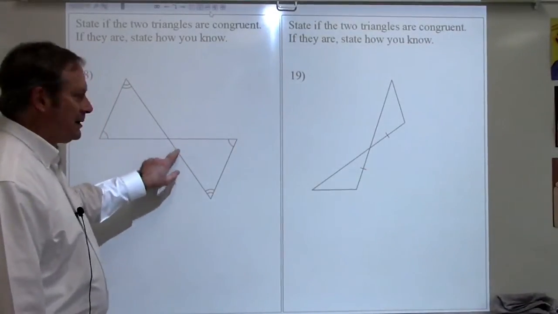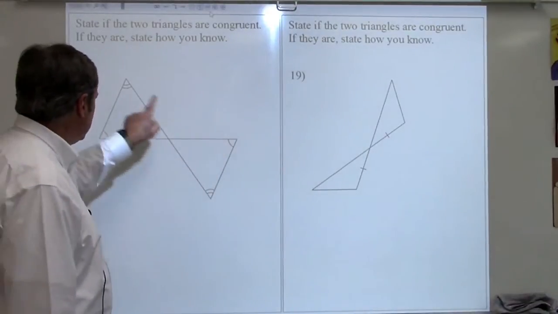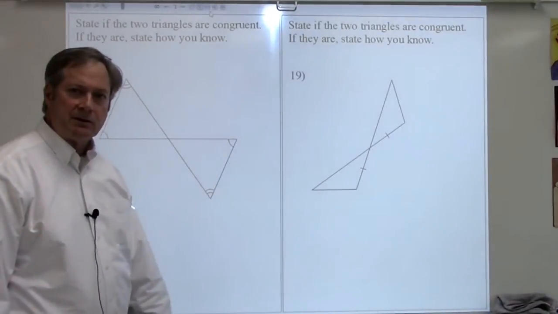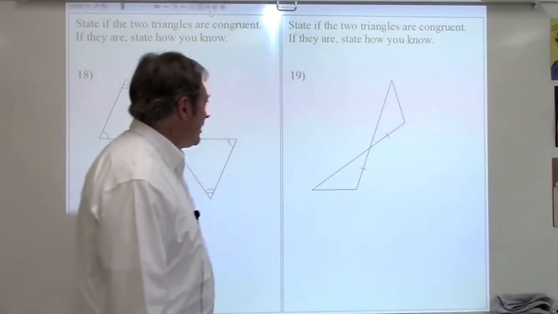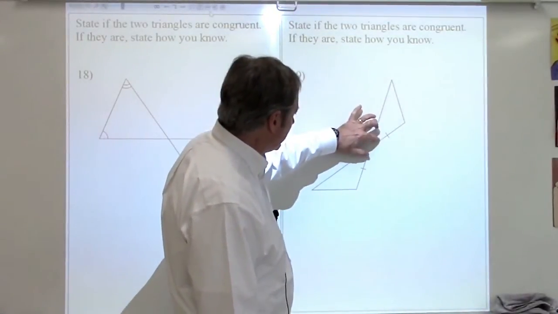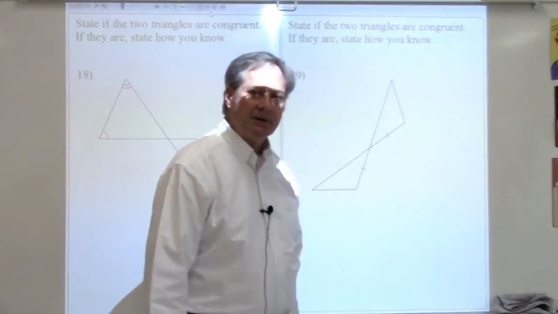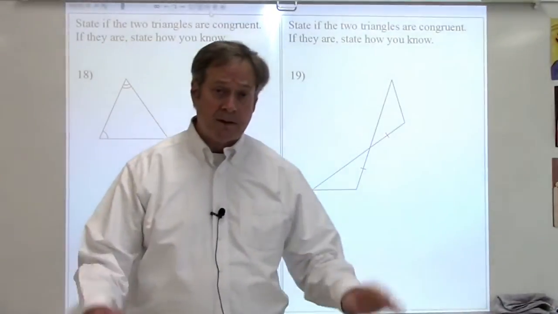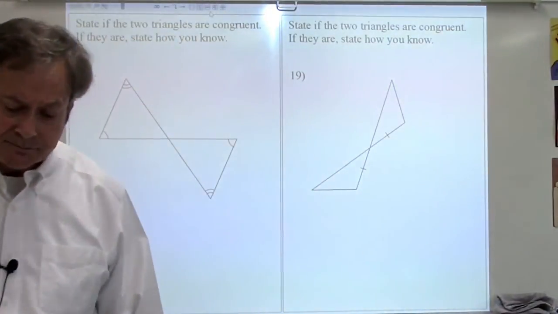Well, we know vertical angles are congruent, so we have an angle, angle, angle. Are those congruent? No, they're not. Angle, angle, angle is not a proof. How about 19? We have the vertical angles, they're congruent, so we have angle, side, angle, side. Is that a congruent statement? Angle, side, nope. So we can't prove that either of those two are congruent.